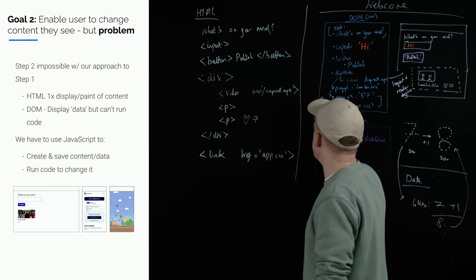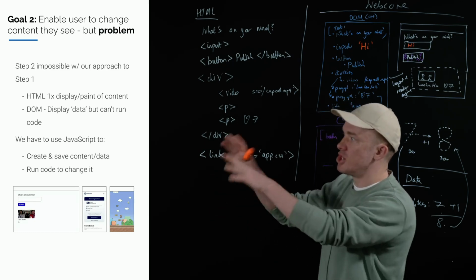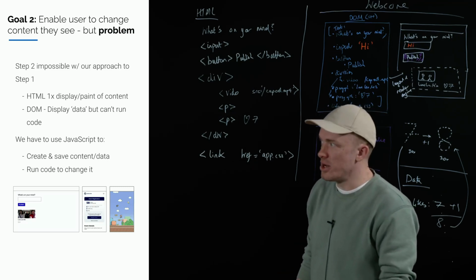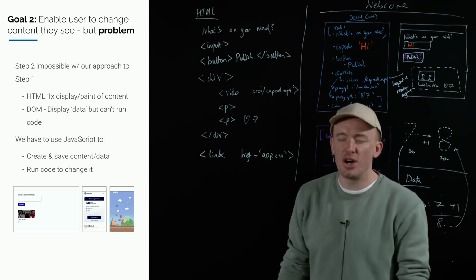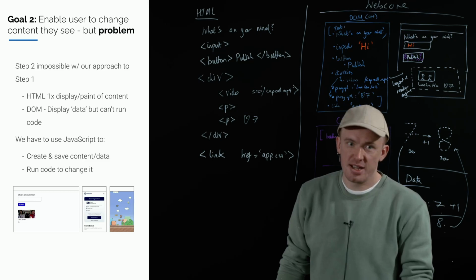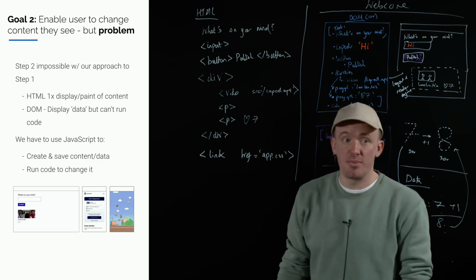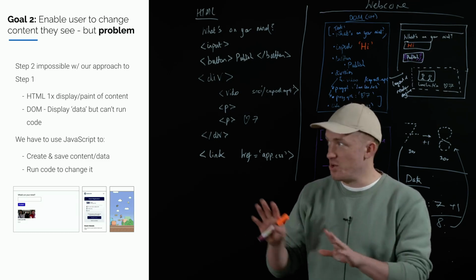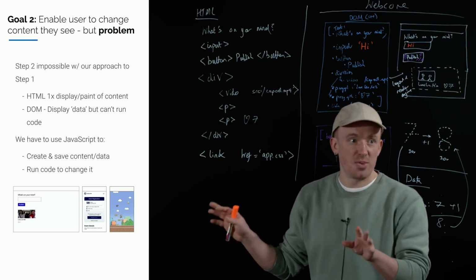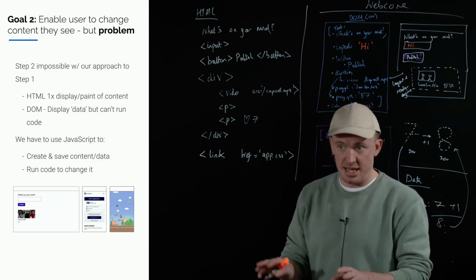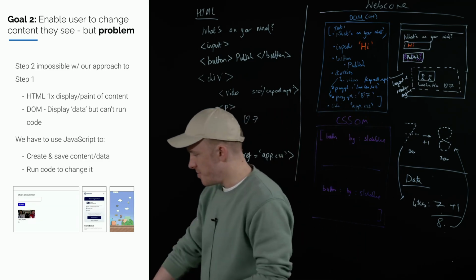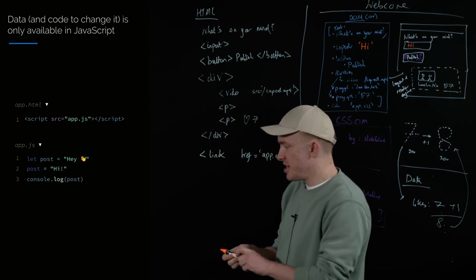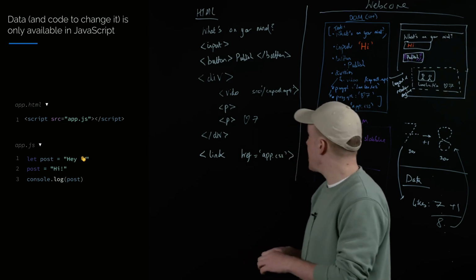But the DOM has it, but you can't run code to change it. We have to go to JavaScript to save, create data, content, and then have the ability to run code to change it. And there ain't nowhere else we can do it in the web browser. When you write HTML, it's got little scripts that do on click or whatever. That is all handled in JavaScript. We are only able to handle dynamic data in JavaScript. So, here we go. Data changing is only available in JavaScript. We're starting to get into it.